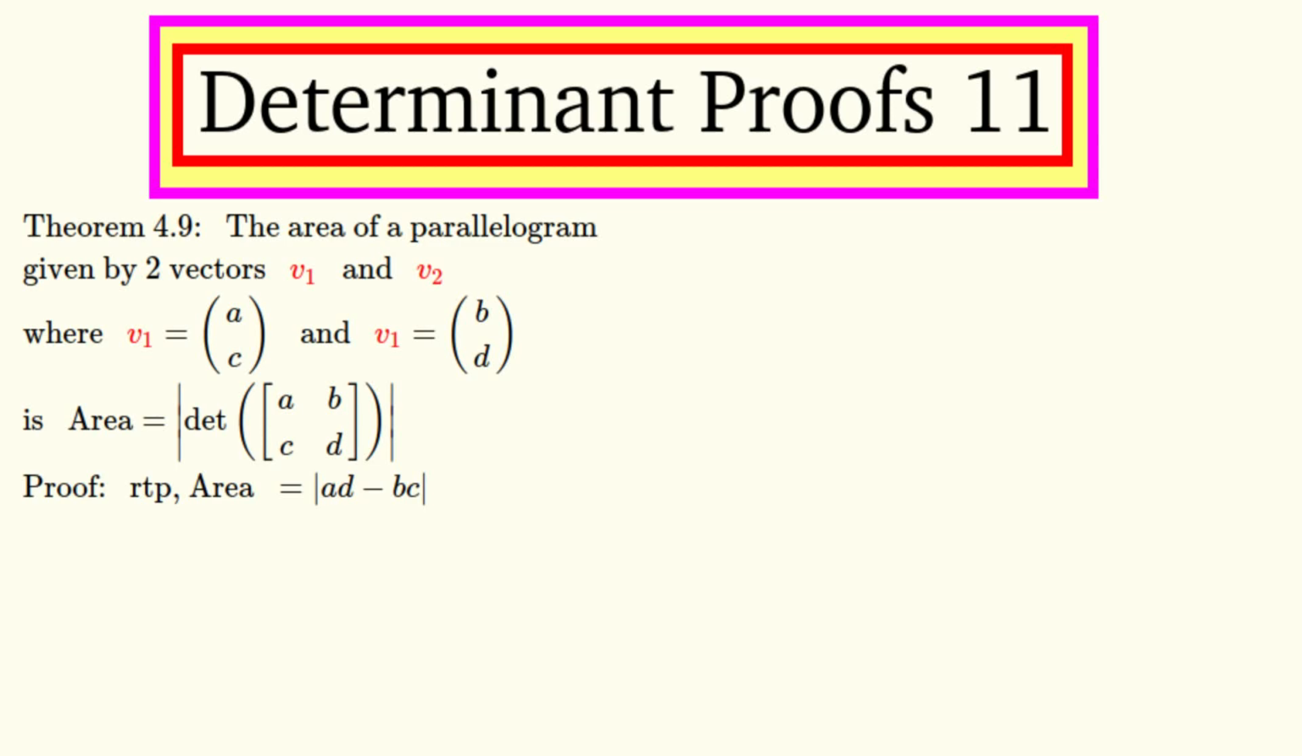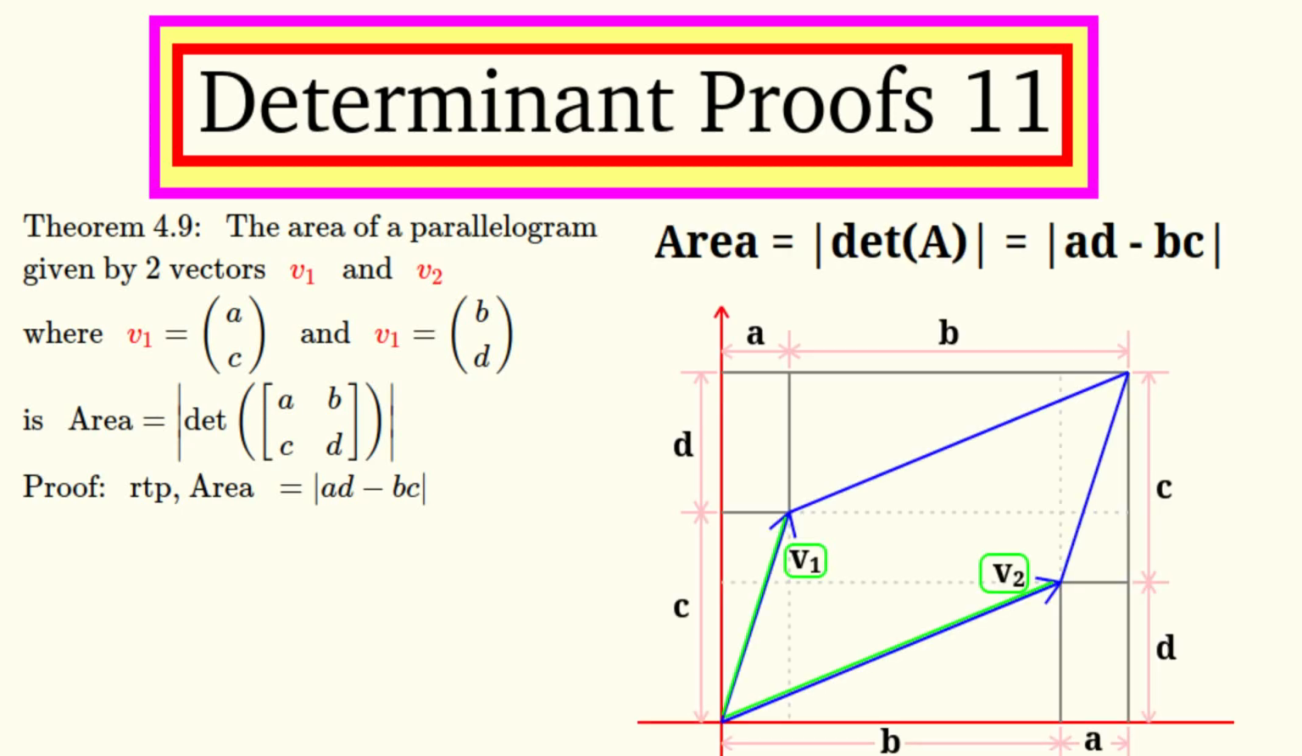So now to prove it, we're required to show that the area is given by this equation, which is the determinant of this matrix. It's also helpful to draw this diagram. This proof is similar to Pythagoras' theorem, because it uses a similar picture and calculates the area of the parallelogram by subtracting the smaller areas of triangles and rectangles away from the total area of the large rectangle. We can see the two vectors v1 and v2 and how they create these shapes in the picture.